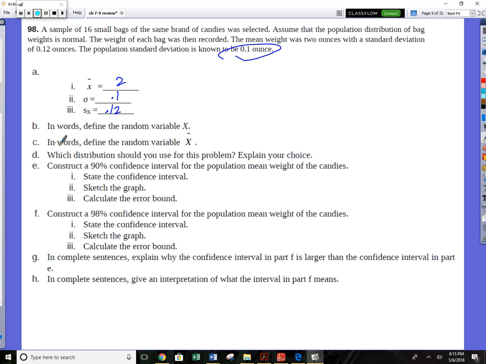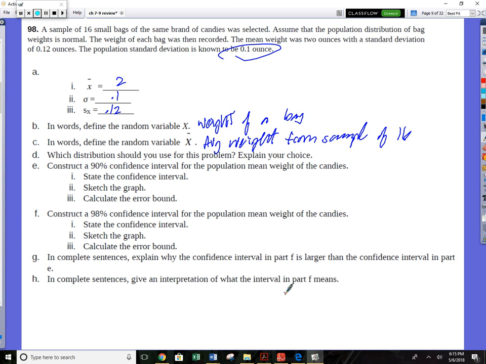And we're off. So B and C are good because they just keep asking you over and over again, what's the difference between random variable X and X bar? The random variable X is going to be the weight of a bag, any bag from the population. Now X bar, that is the average weight from the sample of 16.